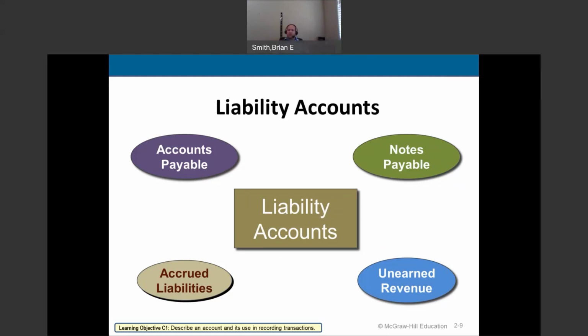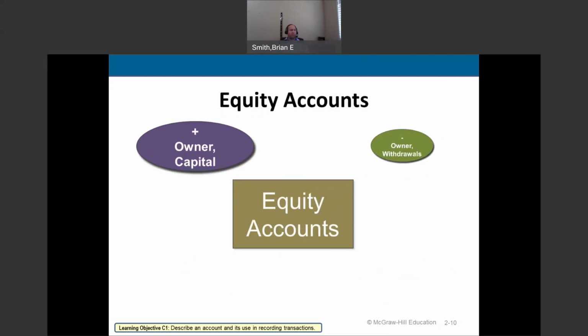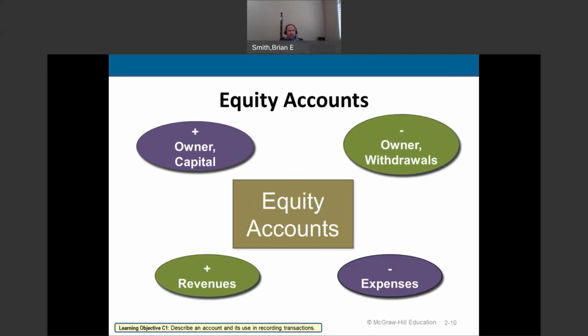That's the concept there. And we'll get into more of that in Chapter 3. Equity accounts are your owner's capital, owner's withdrawals, revenues, and expenses. We talked about this in Chapter 1. Remember that an increase to owner's withdrawals or expenses will be an overall decrease to our equity account. Owner's capital and revenues are both going to increase the owner's equity as they increase.